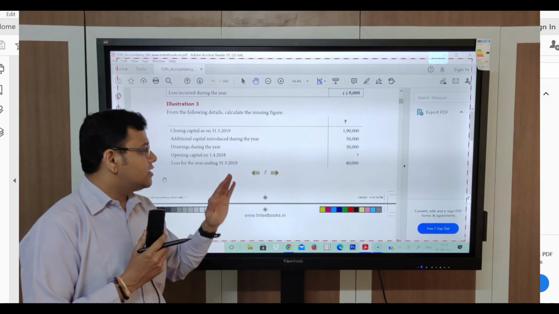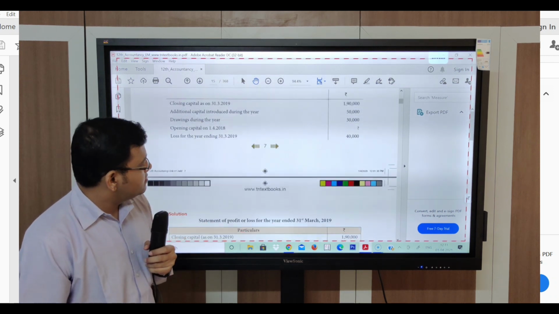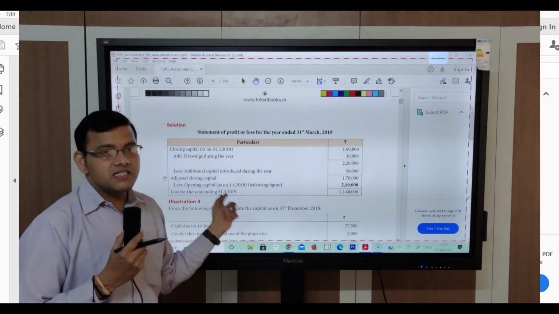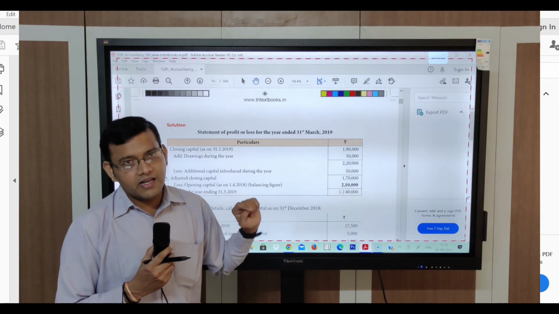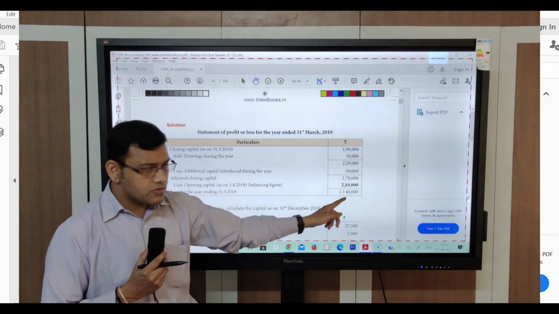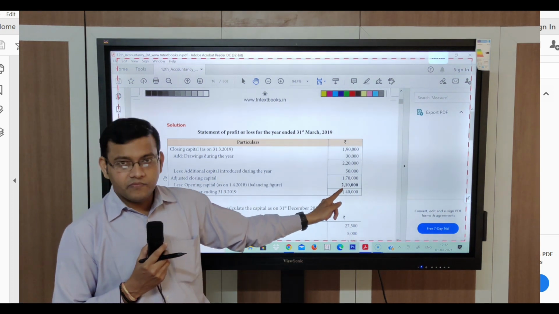So we should remember that we will fill the same format and we will do a reverse working. Let's do that. So we fill the format. The closing capital is 1.9 lakhs, drawings 30,000, so the total is 2,20,000. To this we will subtract the additional capital during the year, which is 50,000. So this will give the adjusted closing capital, which is 1.7 lakhs. And in the question they have given that the loss for the year is 40,000. So we will fill both of these. So what is missing over here is the opening capital.